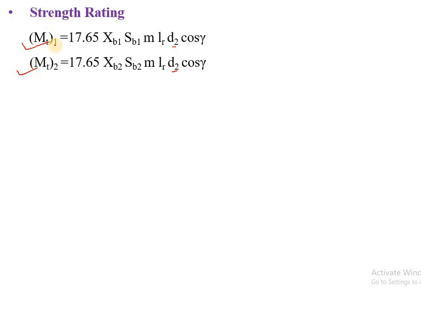So first is MT1 and one is MT2. Now this is the torque acting on worm wheel. Now this torque is due to 17.65 into XB1 SB1 MLR D2 cos of gamma. Now similarly there is a formula of MT2. So according to design procedure you have to choose the lesser value out of these two, MT1 and MT2. Whatever is the lesser, that you are going to use to calculate power.